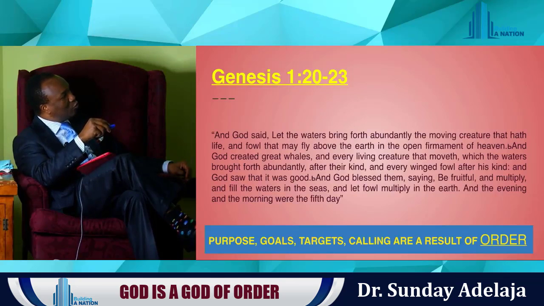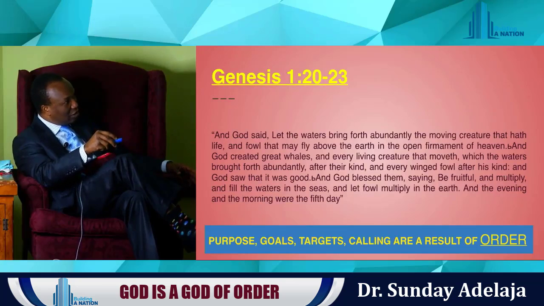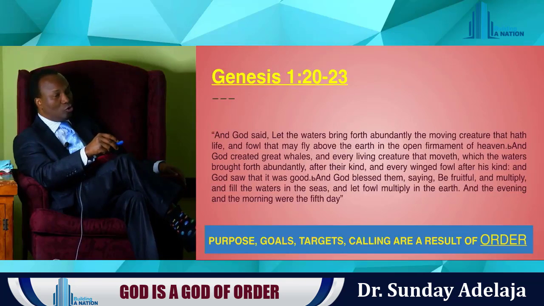And God saw it was good. And God blessed them, saying, be fruitful and multiply and fill the waters. You see, that is purpose. Do this, do that, do this. Be fruitful, multiply. That is purpose. That is what God is expecting from them and from us too.